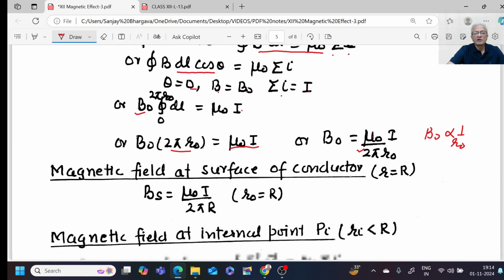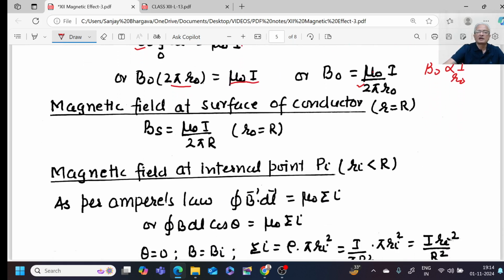Now we would like to calculate at the surface of the conductor. At the surface of the conductor, R0 is equal to R. So in our earlier equation, replace R0 by R. So I get magnetic field at the surface would be mu 0 I upon 2 pi R.